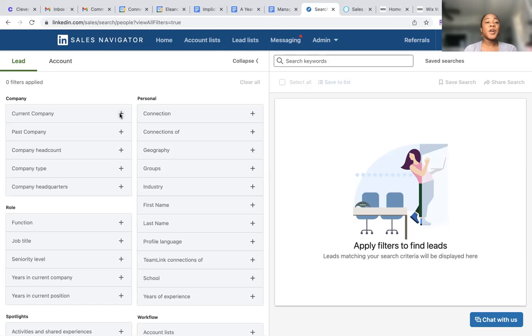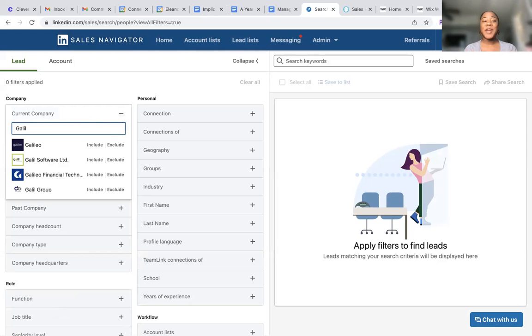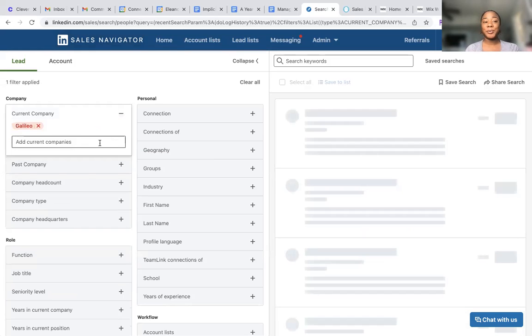Okay, so current company. So what does that mean? If you are looking for a decision maker within a specific company, you can do it that way. However, the way I've used this is if I want to exclude companies that I've previously worked with. So I have previously had a contract with Galileo Health. I want to exclude them. So I begin typing them in and I hit exclude.